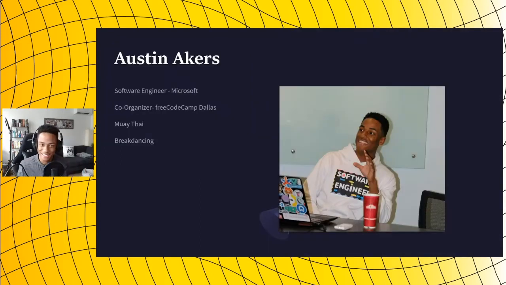Now, before we get into this, I wanted to give a quick intro to who I am. My name is Austin Akers. I'm currently a software engineer at Microsoft. I'm also a co-organizer of Free Code Camp Dallas. And outside of my free time of just programming all the time, I love doing Muay Thai. And I also am a b-boy. I like to break, or as a lot of people may know it, breakdancing. So I do a lot of breakdancing.